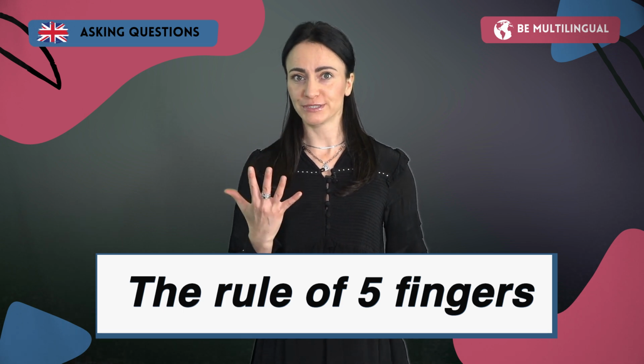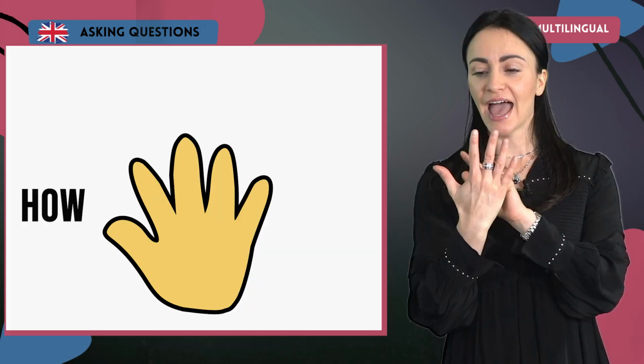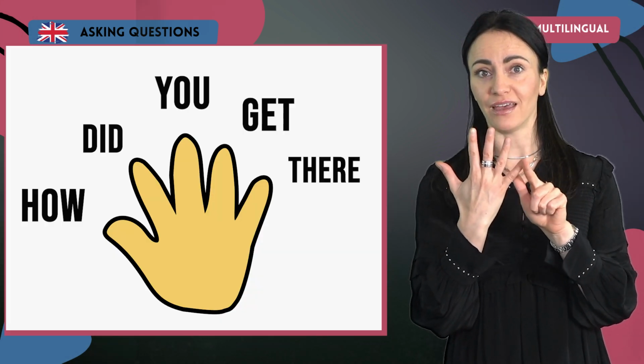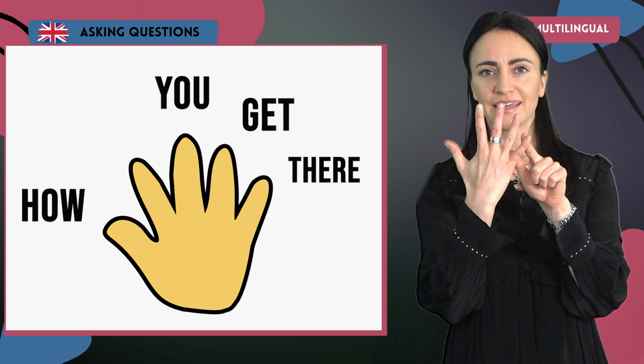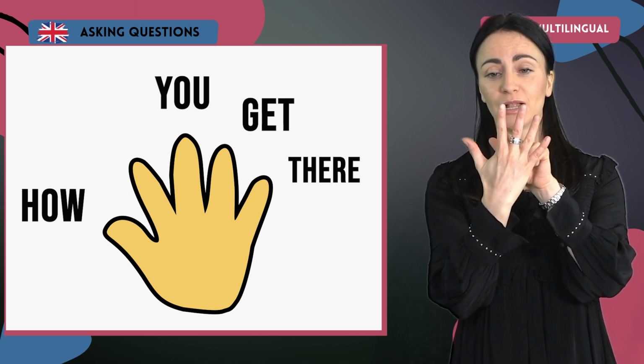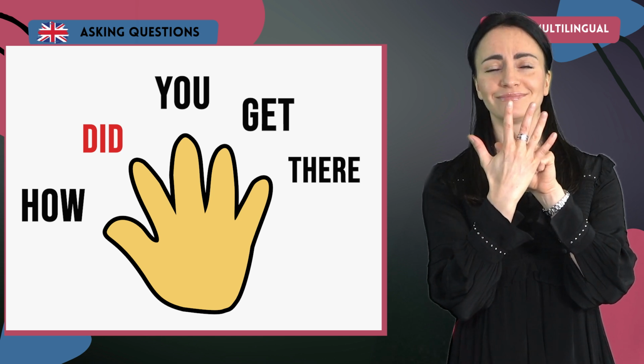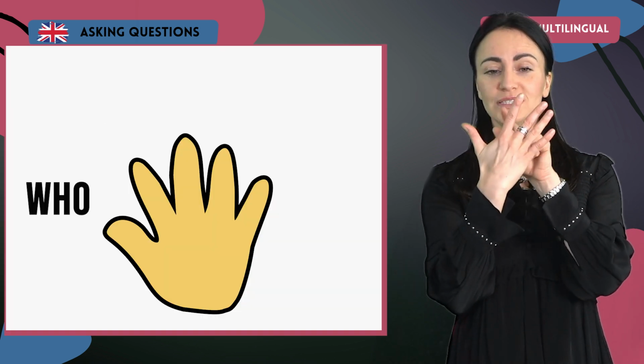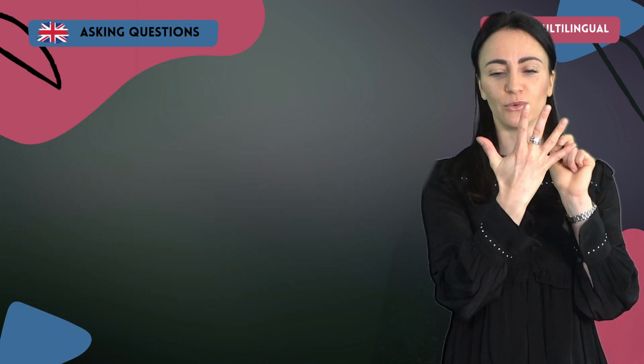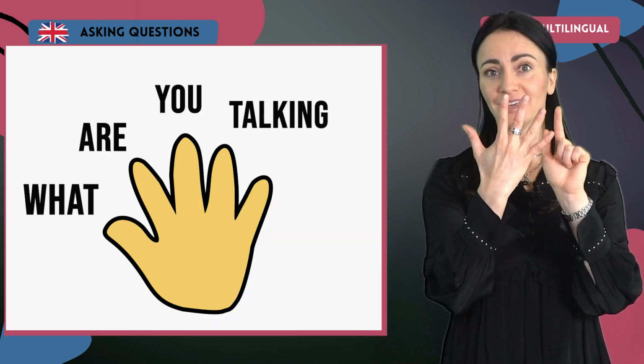In general, I want you to remember the rule of 5 fingers. To ask a correct question, you usually need all 5 fingers of your hand. Let's check. How did you get there? How you get there is also incorrect because the helper did is missing. More examples. Who does she work for? Or what are you talking about? Of course, we don't always need all 5 fingers, especially when asking general questions.